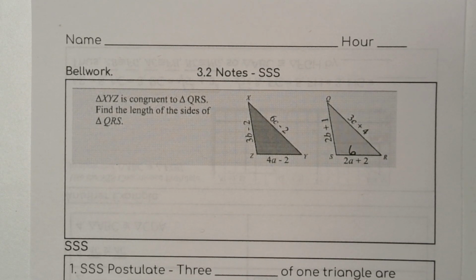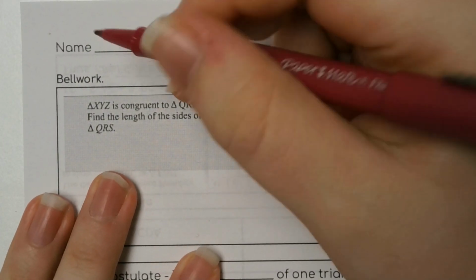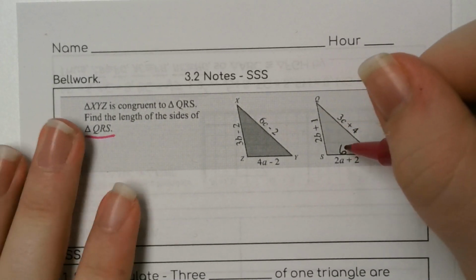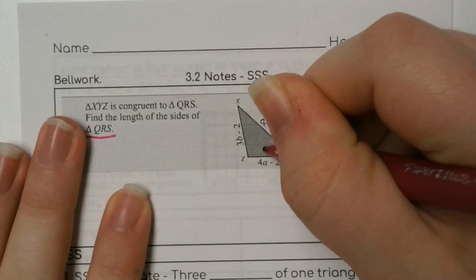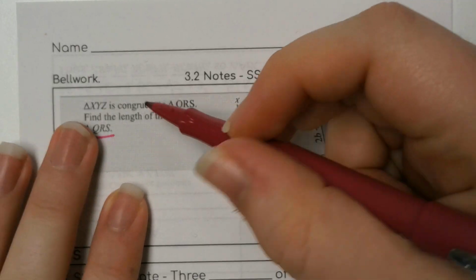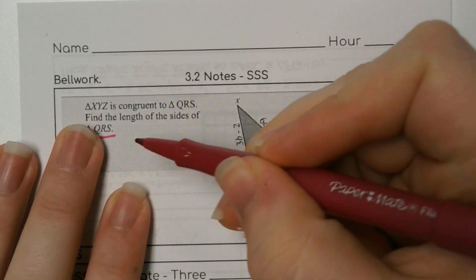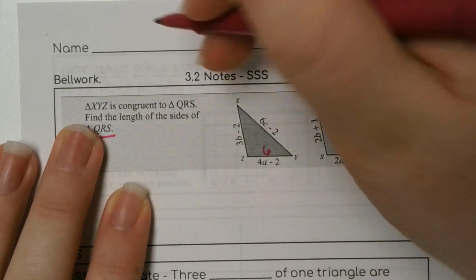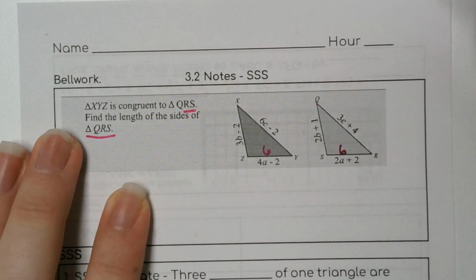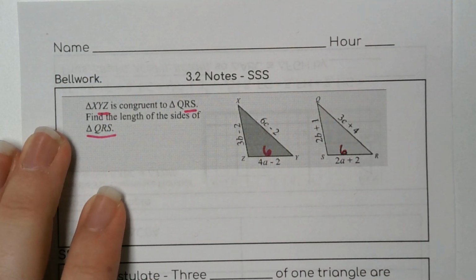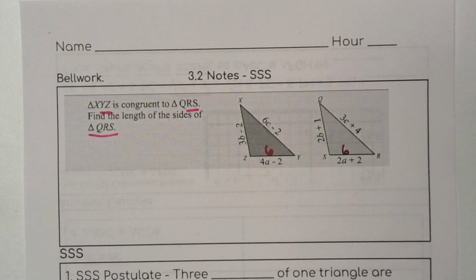So we are to find the length of the sides of QRS. RS is already given to us, it's 6. That means that since XZY is congruent to QRS, SR are the last two, right? So YZ right here has to be the same length, because we match up those letters, and that's what tells us that they're congruent from our congruent statement.